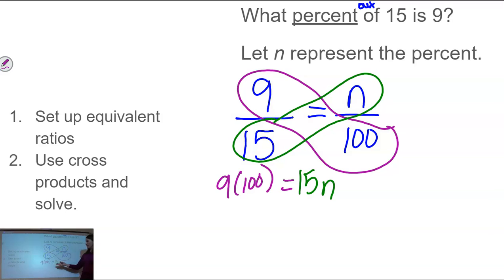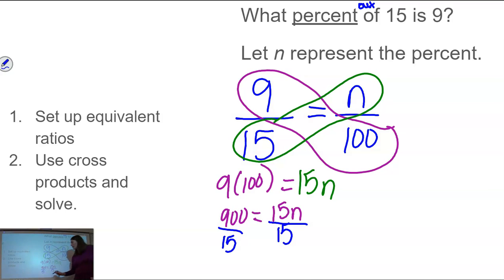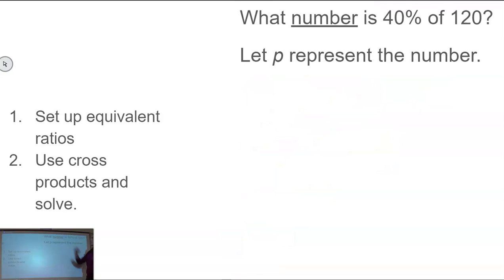To solve this, go ahead and multiply the 9 times 100. So that would be 900 equals 15n. Now I would divide. This is multiplying, so to undo this, we would divide by 15 on both sides. So 900 divided by 15 is 60. So 60 equals n. So in this case, what percent of 15 is 9? You would say 60% of 15 is 9.